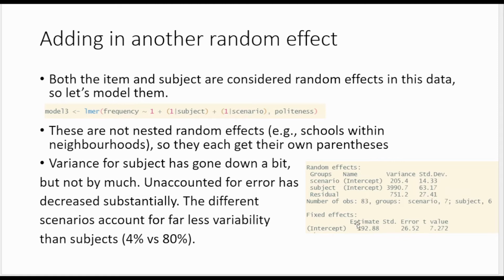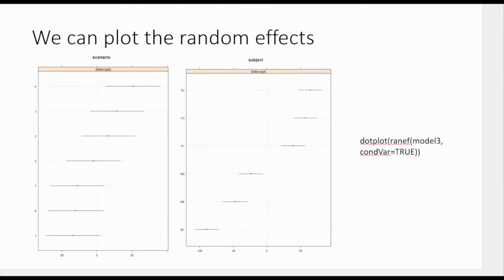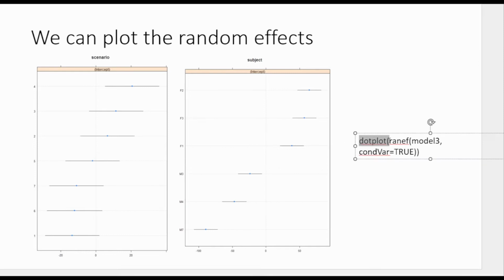The different scenarios, of which there were 7 different levels, accounted for only 4% of the variability in the frequency variable, our dependent variable, which is substantially less than the variability accounted for by the subjects. The scenarios were just different contexts in which the stimuli were presented. The context was far less important for the variability than the participants themselves. Okay. If we wanted to plot the random effects, we can using a neat little bit of code. So dotplot is the command.